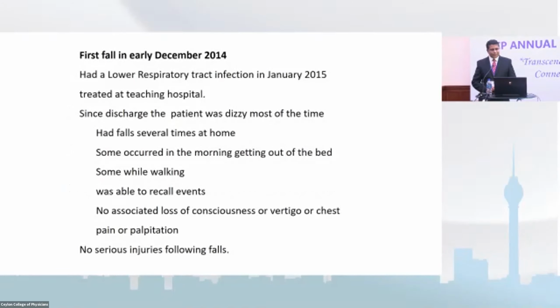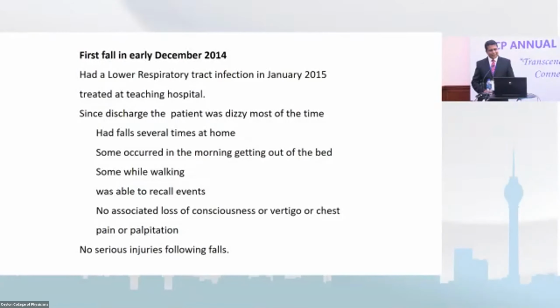When she came to me in 2015, she had her first fall in early December of 2014, and in early 2015 she had a lower respiratory tract infection. She was admitted to a teaching hospital, and after treatment of the pneumonia, she was discharged from the hospital after about 6-7 days of admission.